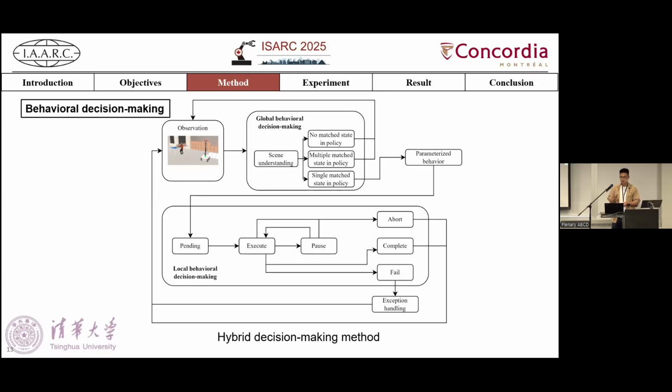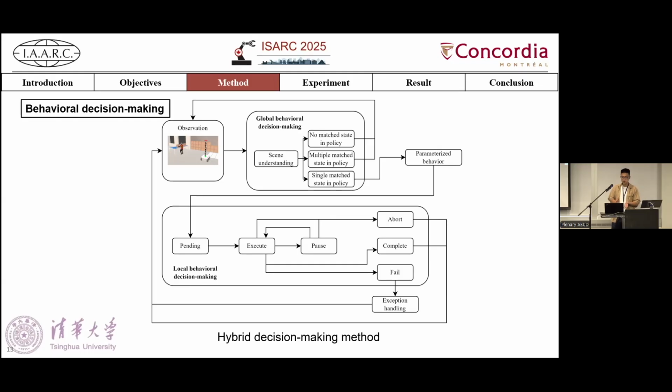And if the scene understanding result matches multiple states in the policy, then the robot will also keep in default state to avoid collisions. And if the scene understanding result matches just one single state in the policy, then the robot will execute the actions corresponding to this state.